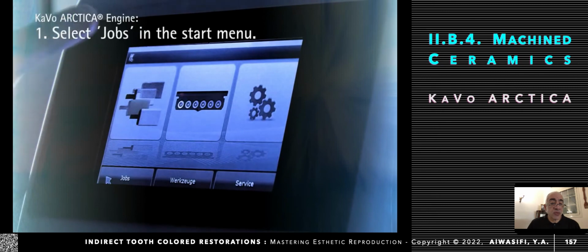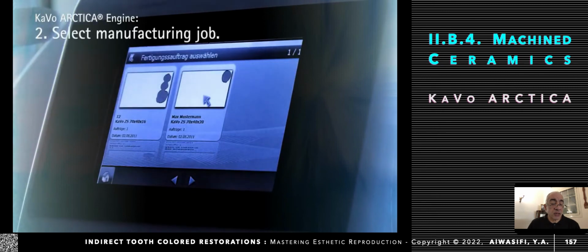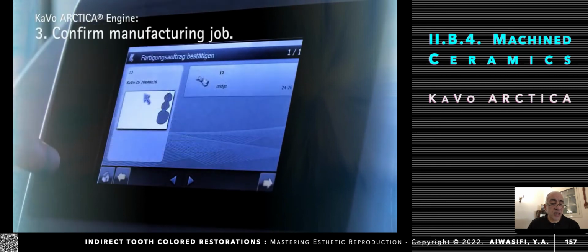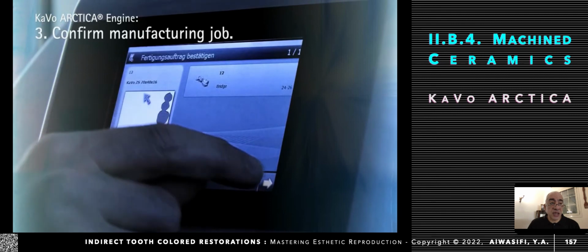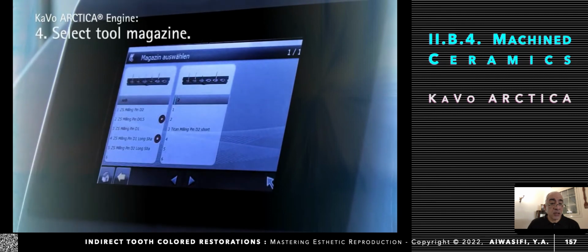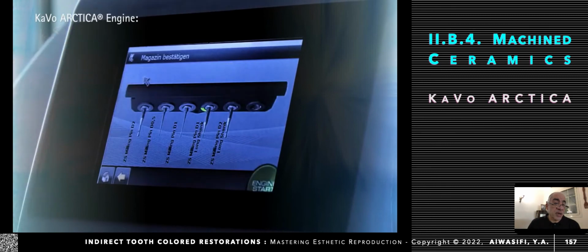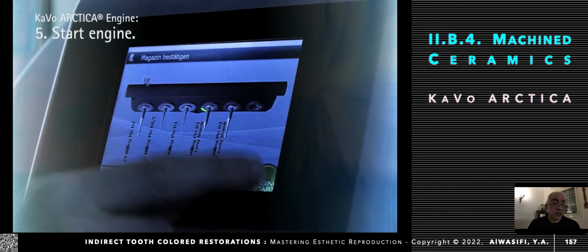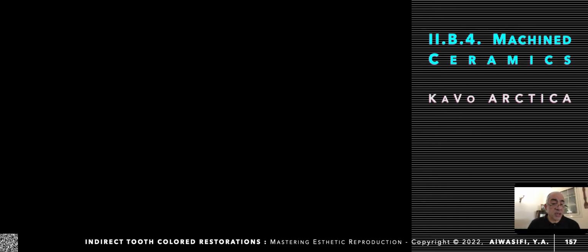This is how you could select the job. You could finish your design and save it to be constructed at any time. Then you come back to your archive or where you saved your job, select the material, select the job, and select the magazine of cutting tools that you will use.